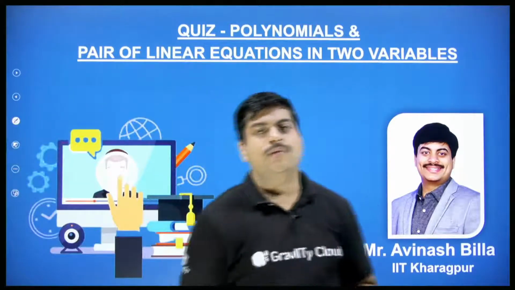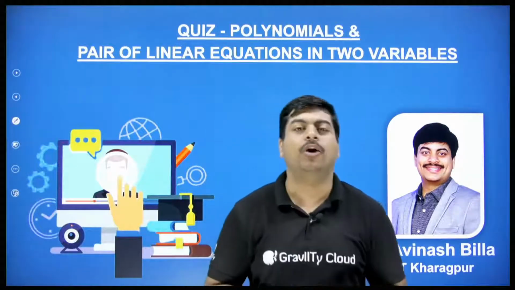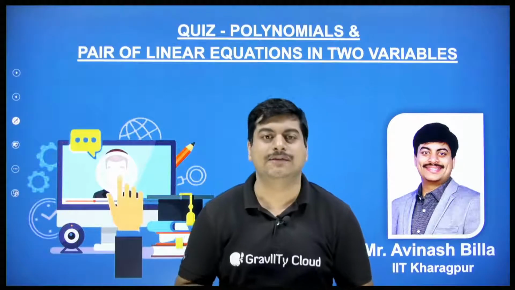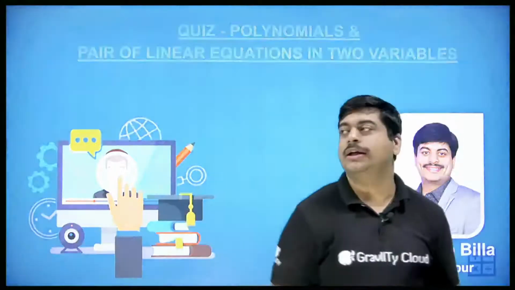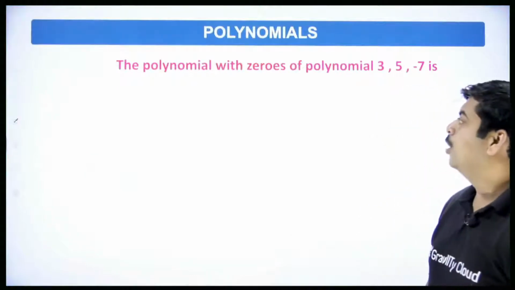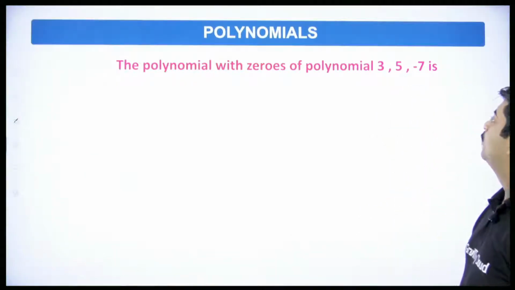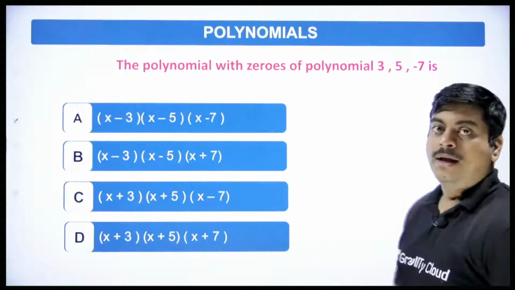Hello students, welcome back to today's quiz on polynomials and as well as a pair of linear equations in 2 variables. Right, so let's start our discussion with the first question. What is that? The polynomial with zeros of polynomial 3, 5 and minus 7 is.